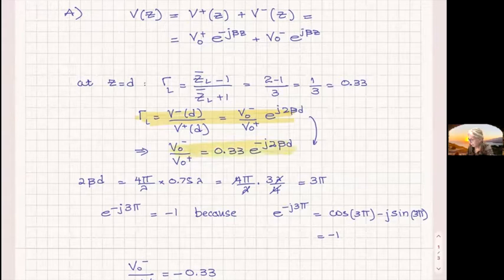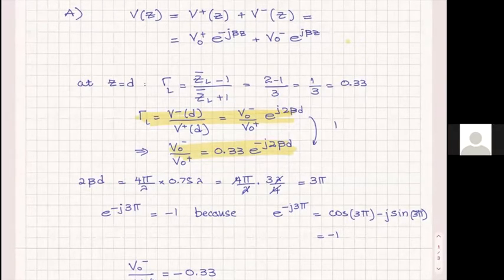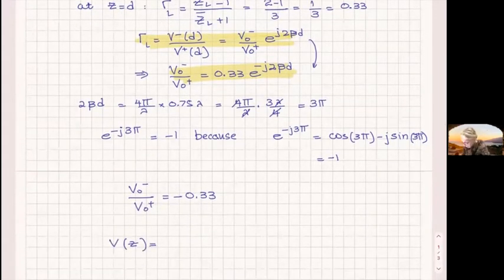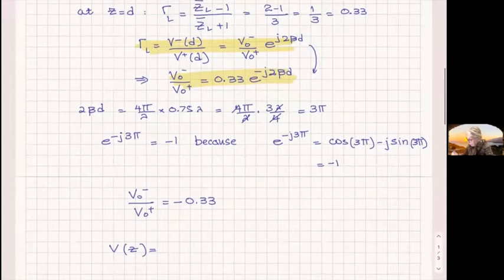I move e to the j beta z to the other side of the equation. So practically here, I will write it, and then I have to divide. V naught minus over V naught plus then becomes that, which I can then replace. And then I have V naught plus as a constant. I still have not found this, and I will not be able to find it unless I have information about the source, because that is what the source produces, all right?